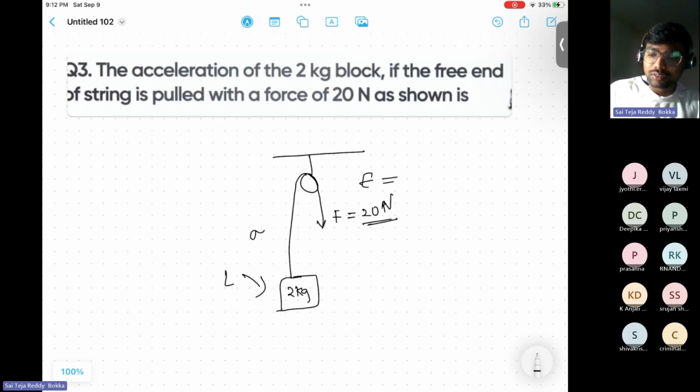And what is the acceleration? Zero? Then you are wrong. Your acceleration, in this case, is not equal to 0. I'll tell you the answer. Just try it in that way. Your acceleration will be 20 by 2, like 10.